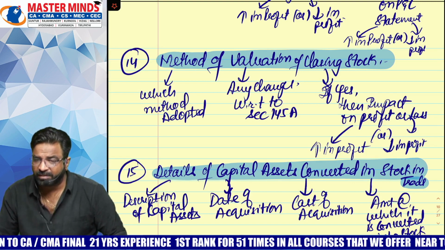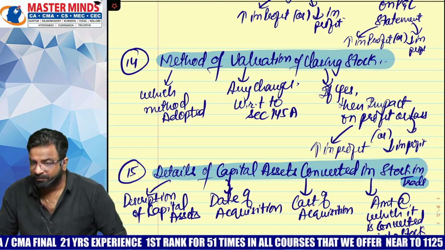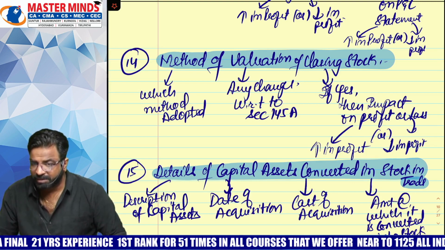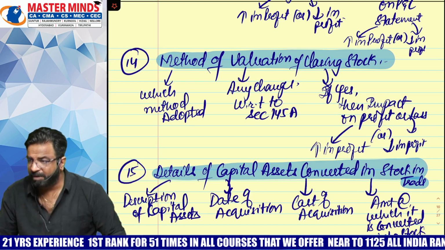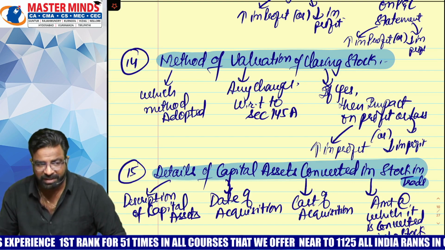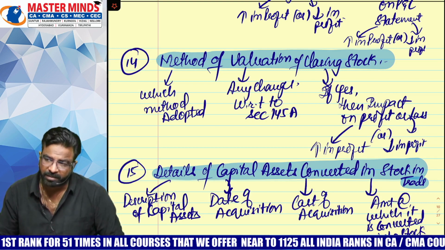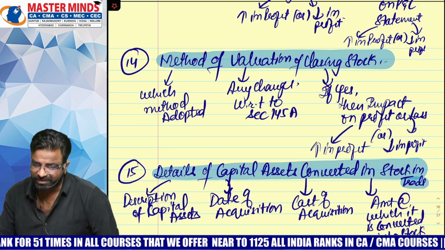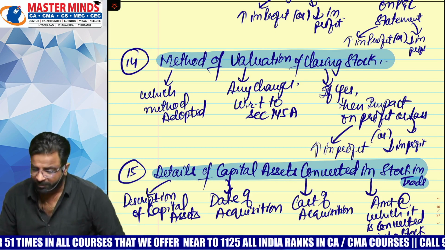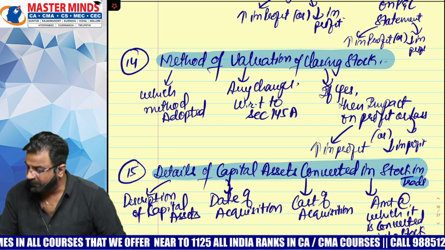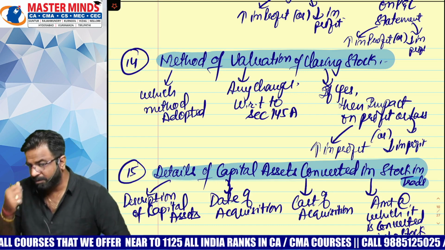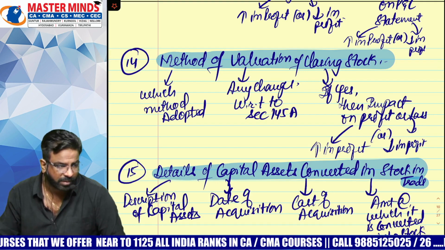If you, under that, if you have changed, then impact on P&L up and down. If you have used any ICDS and ICDS made you change, impact on P&L up and down. Disclosure of such ICDS. And what is the 14th one? Method of valuation of closing stock. If you have changed, again impact on your P&L up or down.